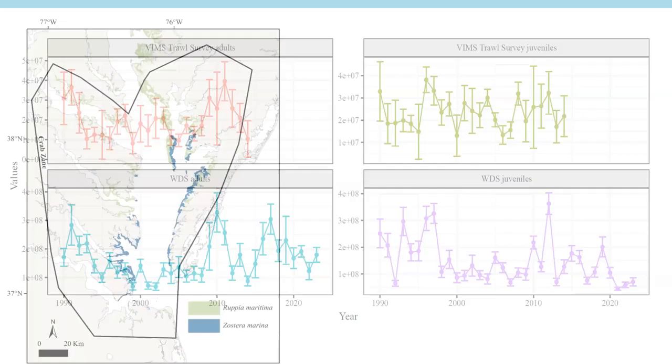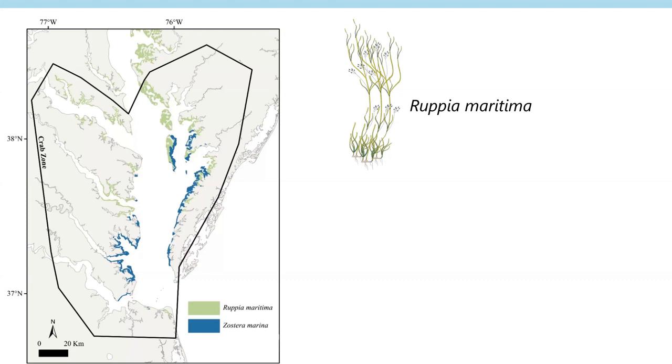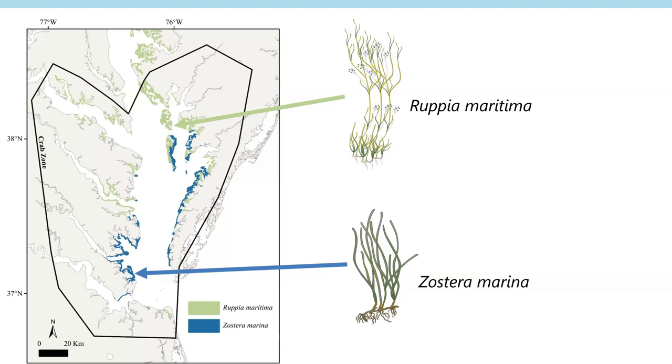Now for the actual seagrass data, I leveraged information from my colleagues at the Virginia Institute of Marine Science Submersed Aquatic Vegetation Laboratory. And from that, we derived time series of two dominant seagrass species, the first being Ruppia maritima, which occupies the northern waters of the bay, fresher water, and Zostera marina, which occupies the southern waters of the Chesapeake Bay, so closer to the mouth of the bay.